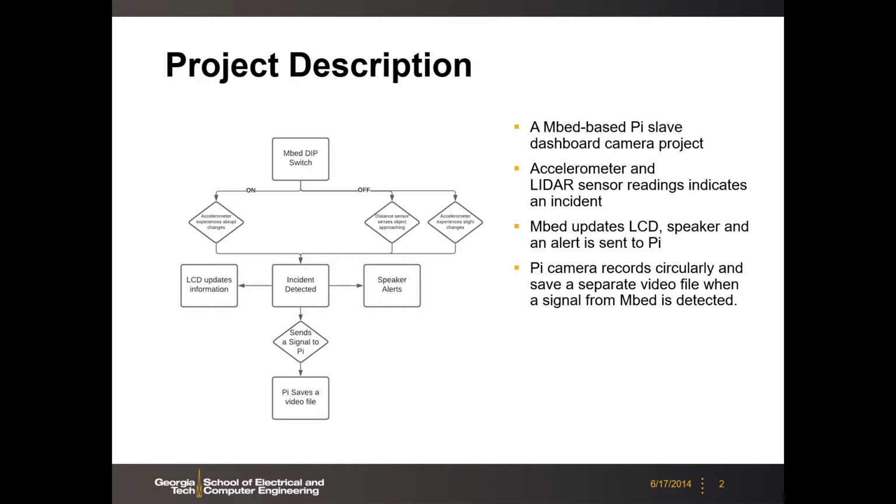In both of these cases, a signal will be sent to the Pi, which records continuously in an infinite loop, and will save the previous 5 seconds and next 10 seconds as a separate video when the signal from Mbed is received. Meanwhile, the Mbed LCD will also update the number of traffic incidents, parking incidents, and number of videos saved. The speaker will also make an alert.